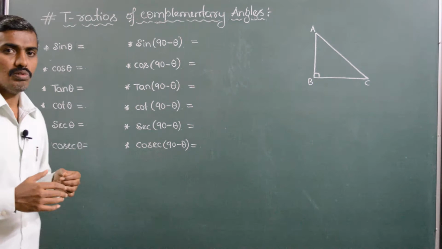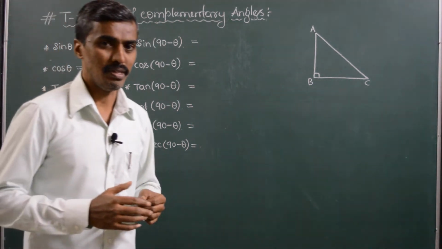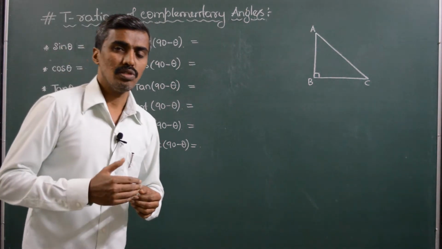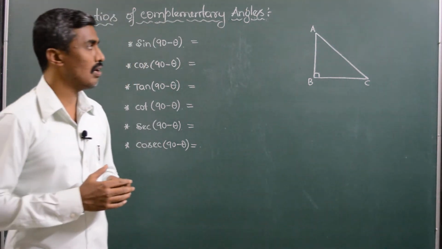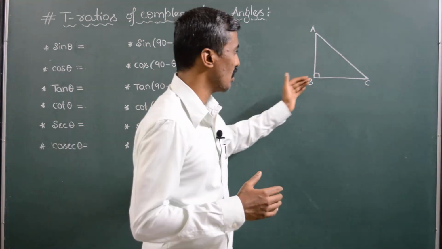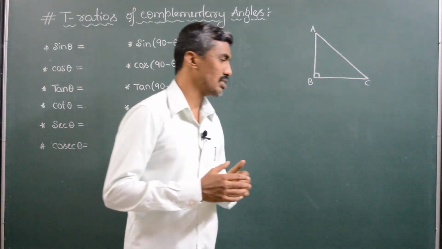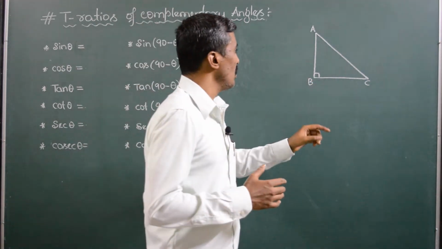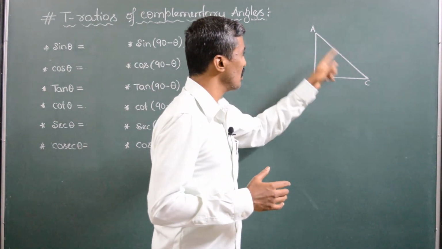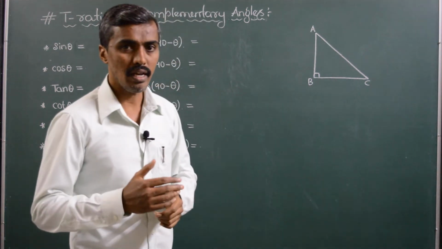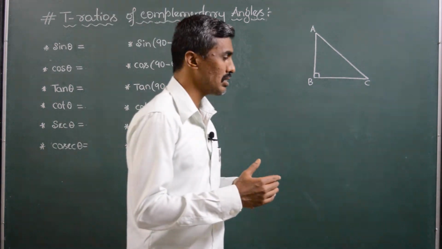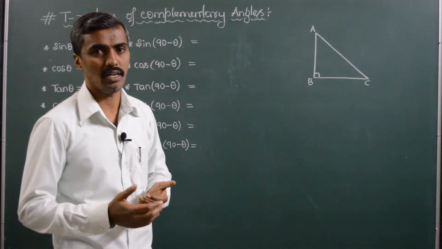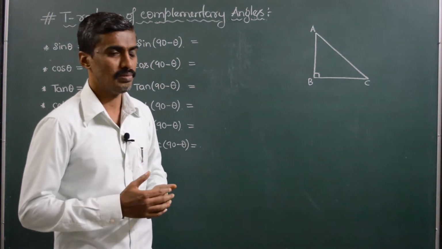Now let me move on to trigonometric ratios of complementary angles. We have learnt trigonometric ratios on a right angle triangle. So I will consider a right angle triangle ABC with angle B as 90 degrees. If B is 90 degrees, then the sum of the remaining two angles, that is angle A and angle C, will be equal to 90 degrees. So angle A and angle C are complementary to each other.